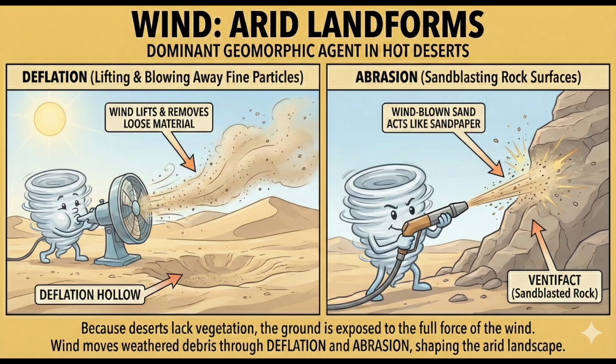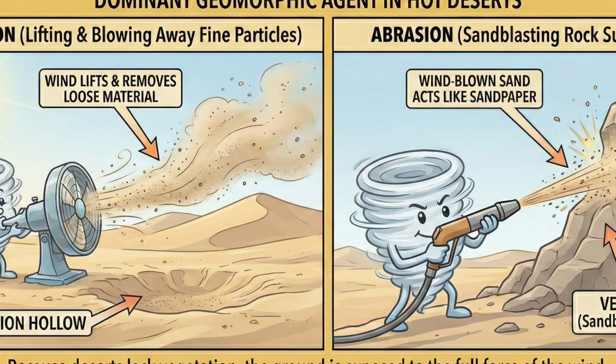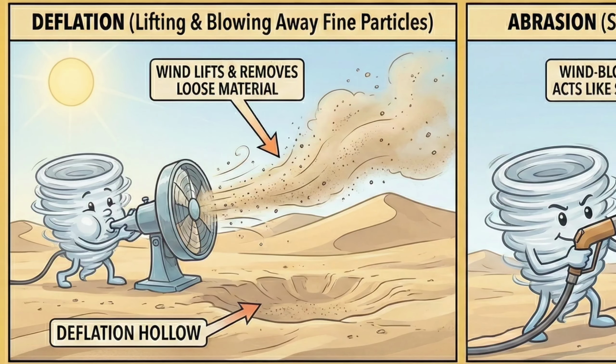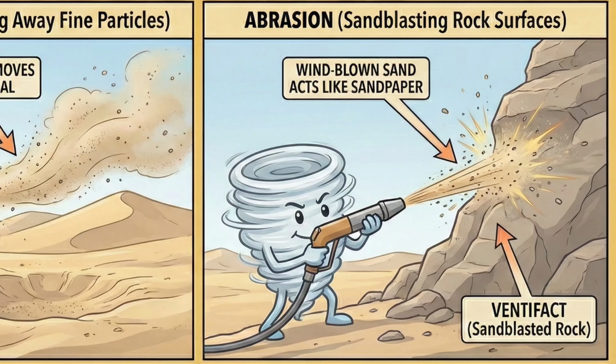Wind, arid landforms. In hot deserts, wind is the most significant geomorphic agent. Because deserts lack a protective cover of vegetation, the ground is exposed to the full force of the wind, which moves weathered debris through deflation, lifting and blowing away fine particles, and abrasion, sandblasting rock surfaces.